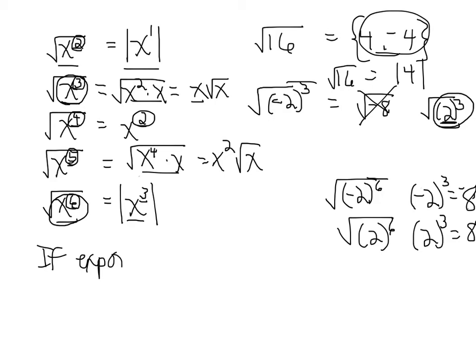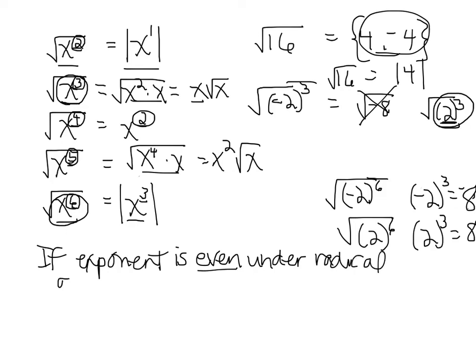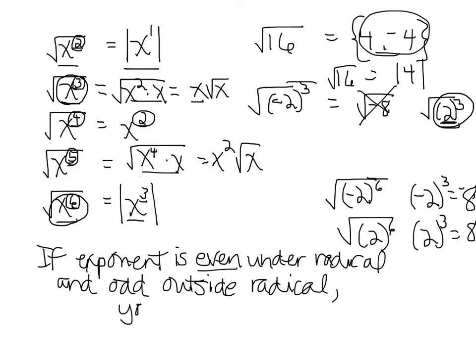So if the exponent is even under the radical and odd outside the radical, you need absolute value symbols.